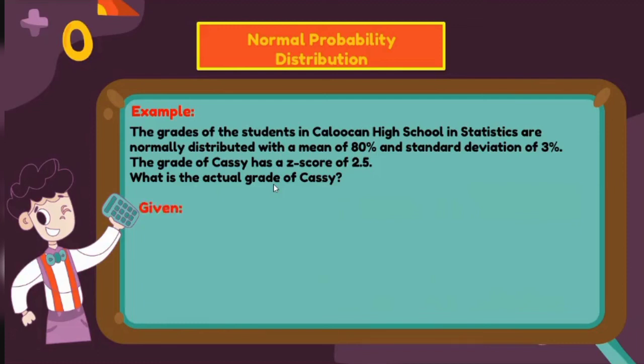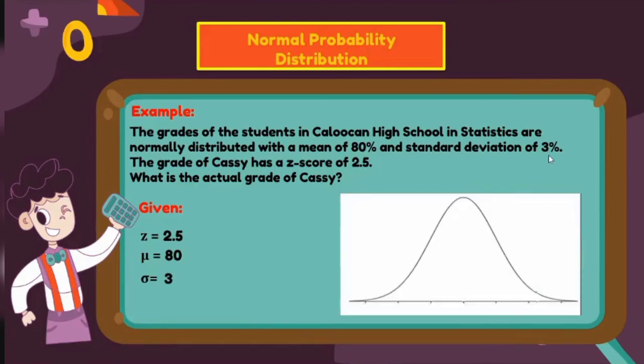So for this problem, identify the given. So you have the terms like Z, you have the mean and then the standard deviation. Yung C natin based on this problem is equal to 2.5. So you have 2.5 standard deviation from the mean, and then you have the mean of what? Ang mean natin dito is 80%. So I will write this part as 80, and the standard deviation of this problem is 3. So, ilagay ko lang siya.